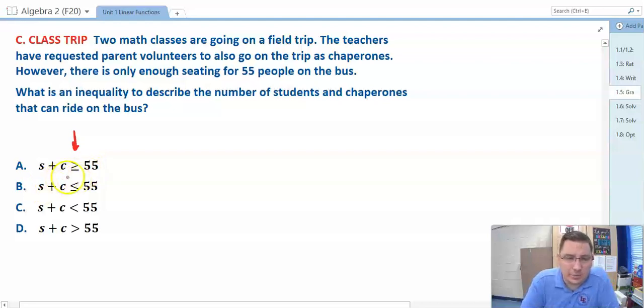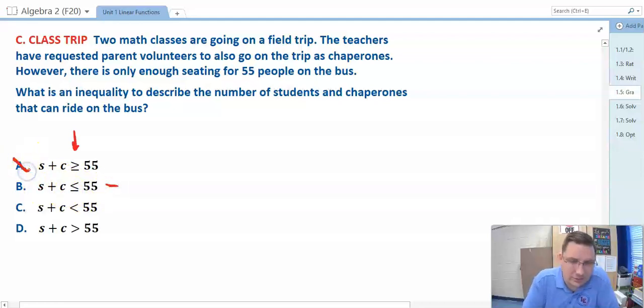So we look at S plus C is less than or equal to 55. So that means the number of students plus the number of chaperones is less than or equal to 55. Well, that would kind of make sense, right? Because I could have 50 people on this bus, and this says I could have 55 people, because it's equal to as well. So that's a possibility. Let's hold on to that one for a second.